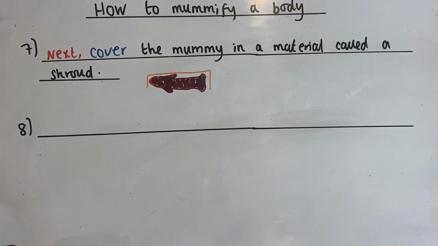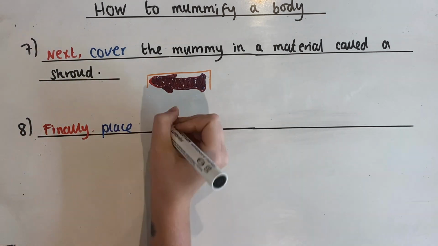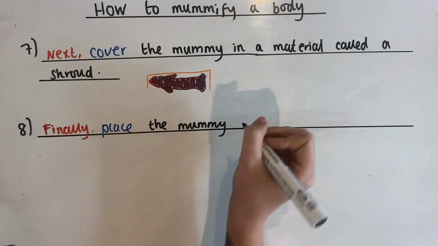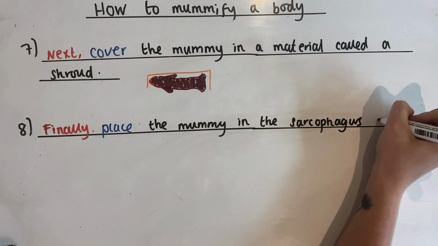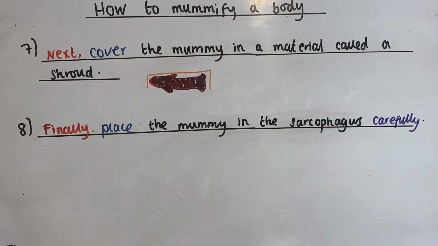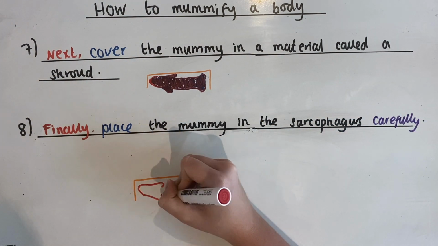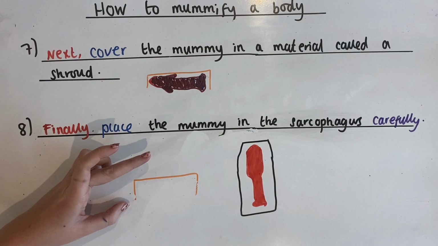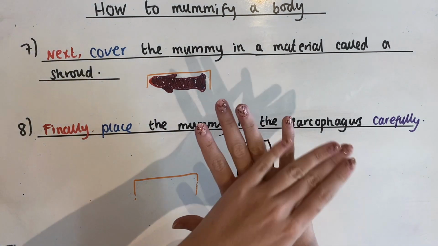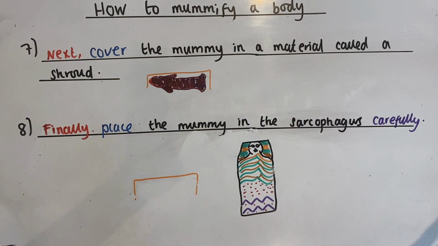Now onto my last instruction step. I'm going to start with the time connective finally. Finally, place the mummy in the sarcophagus carefully. Next, I'm going to draw my illustration. Fun fact, a sarcophagus is a stone coffin that was usually decorated really nicely. This is because it used to hold leaders and wealthy residents of ancient Egypt.